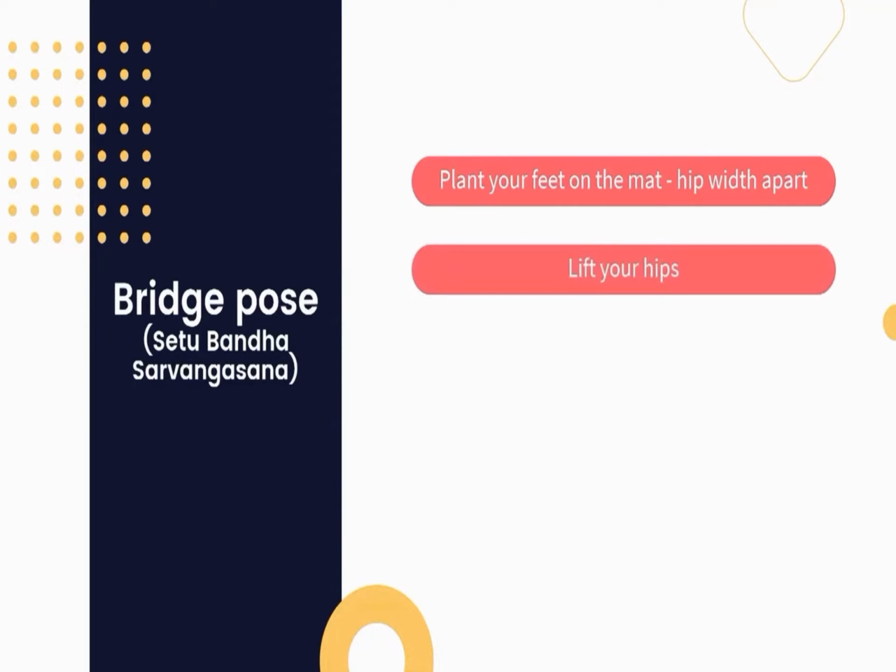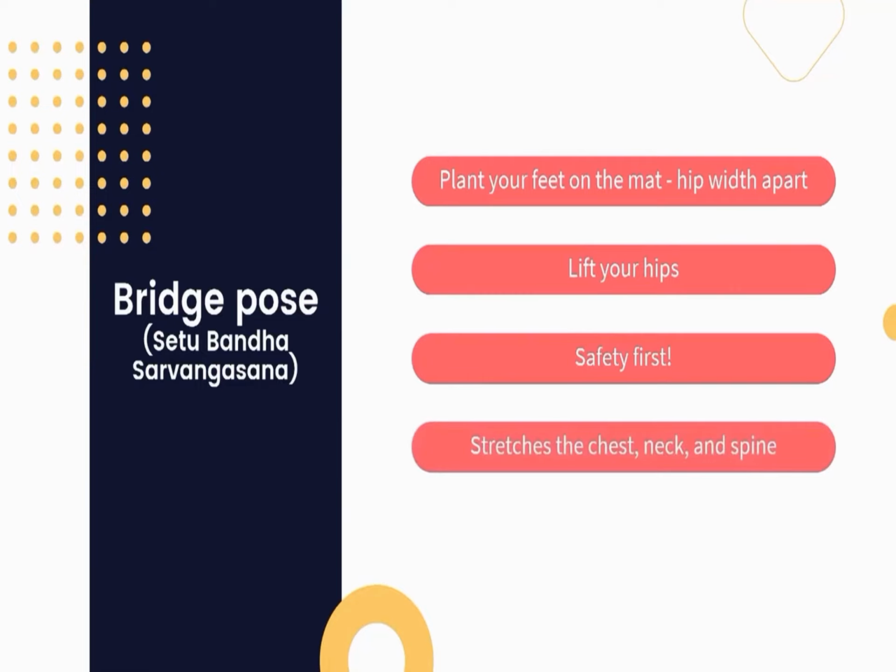Lift your hips by pressing the feet into the floor, and start to roll your spine off the floor. Safety first, maintain the hip-width distance between your knees. Allow your chest to lift by pressing down first into the forearms and the hands, then into your legs and your glutes. This stretches the chest, neck, and spine.